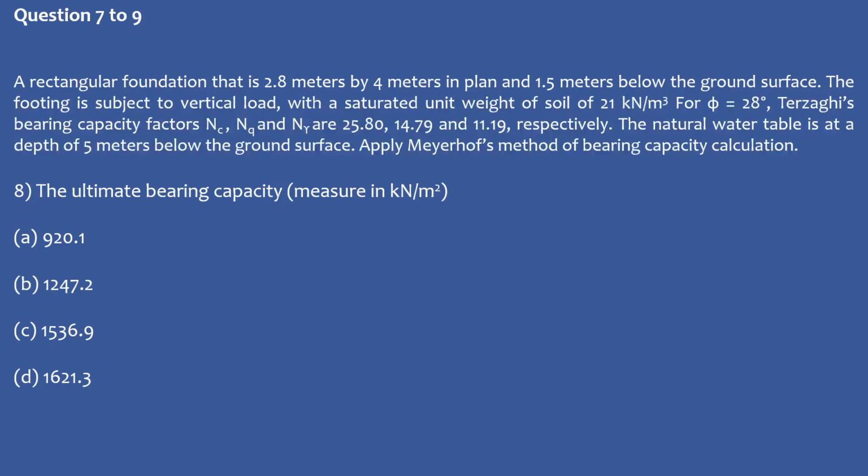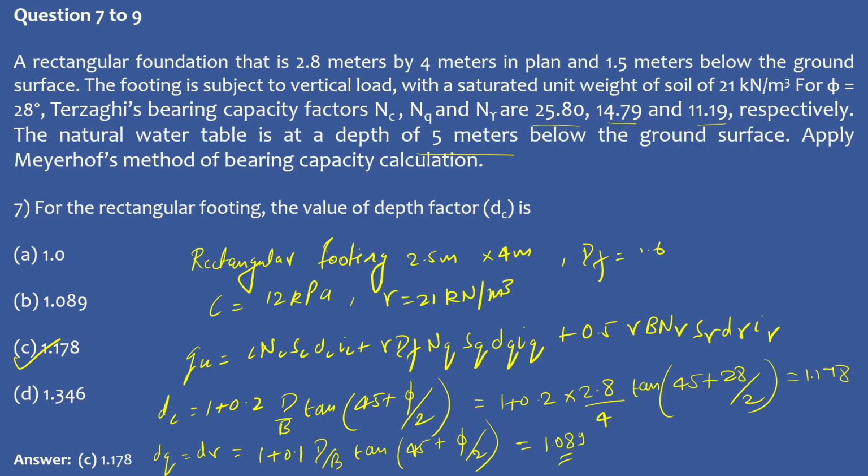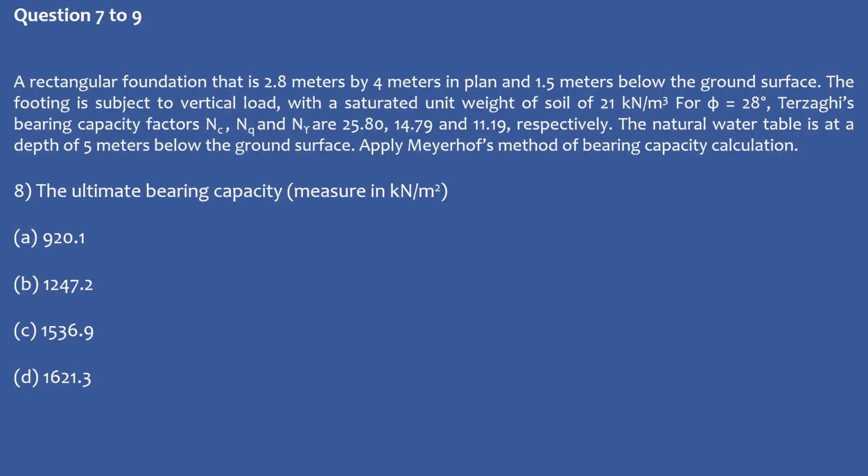Moving to next question, you need to calculate the ultimate bearing capacity. So it's a rectangular foundation having the dimension 2.8 meter by 4 meter in plan and 1.5 meter below the ground surface. The footing is subjected to vertical load with the saturated weight of the soil 21 kN per meter cube, for phi 28 degrees. Terzaghi's bearing capacity factors are given to you. The natural water table is at a depth of 5 meter below the ground surface. So Dc, Dq, D gamma we have calculated. For the other factors, we need to calculate the shape factor as well as the inclination factor.